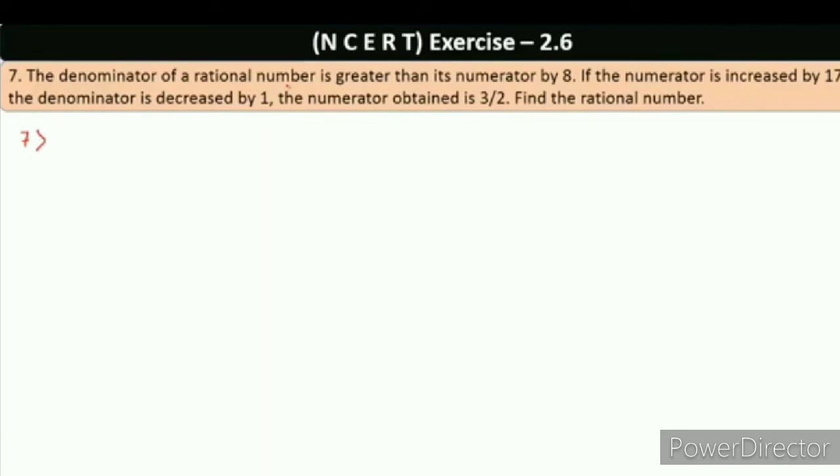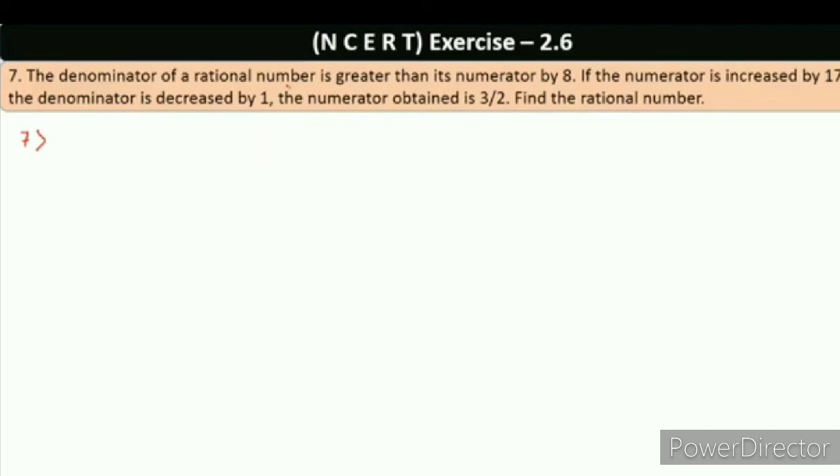Next, seventh question. The denominator of a rational number is greater than its numerator by 8. Rational numbers, we know, are in the form of P by Q. It means it has a numerator and denominator. About that, it is given in the first line. Second line, if the numerator is increased by 17 and the denominator is decreased by 1, the number obtained is 3 by 2. Find the rational number. You can copy the question down from the textbook.